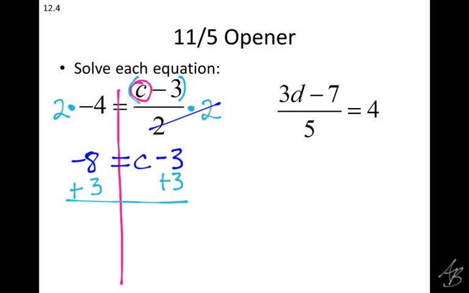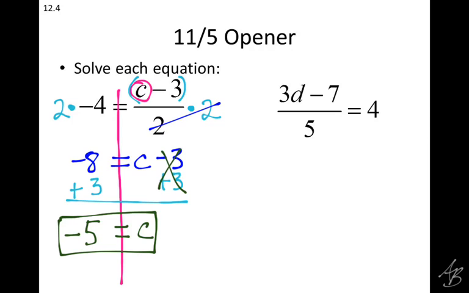On the left side, let's do the right side first. The negative 3 and the plus 3 cancel each other out, leaving c. And then on the left side, negative 8 plus 3. Now they're opposite signs, so they're going to cancel, right? So 8 minus 3 is 5, and it's going to be negative, because the bigger number is negative. The 8's bigger, and it's negative.